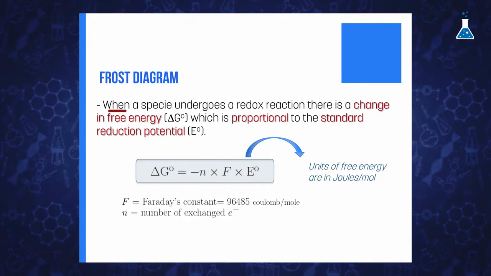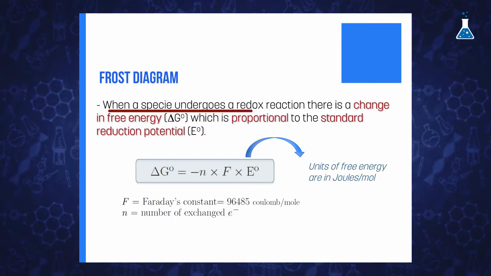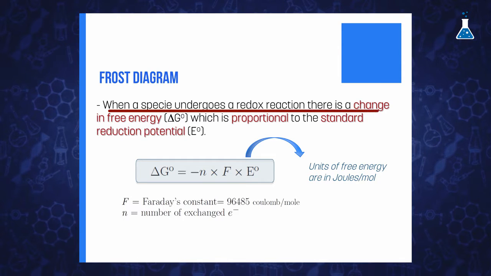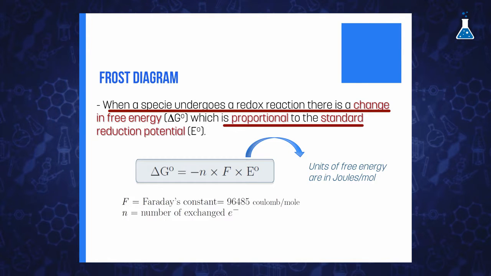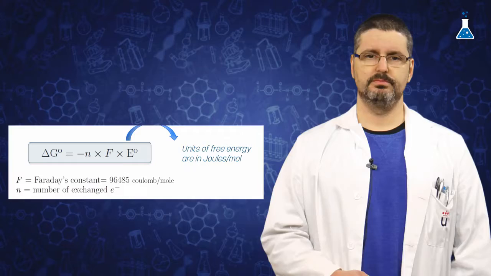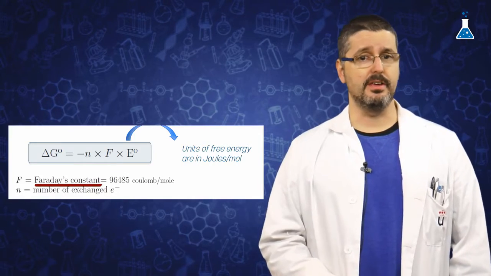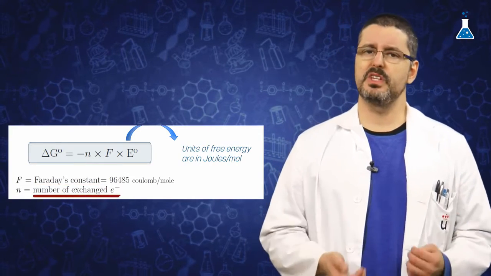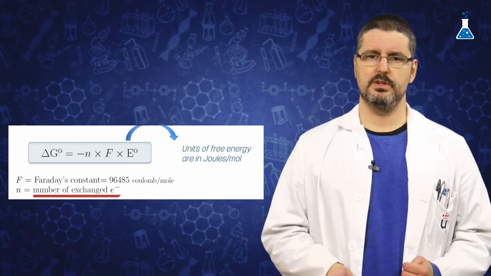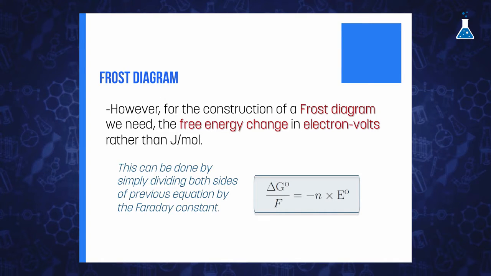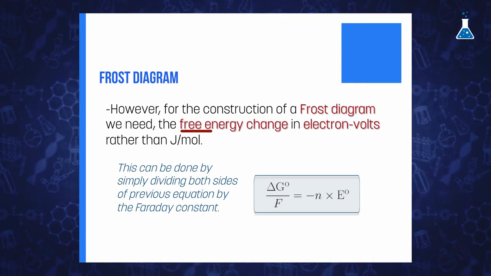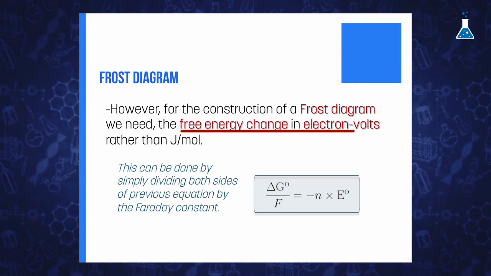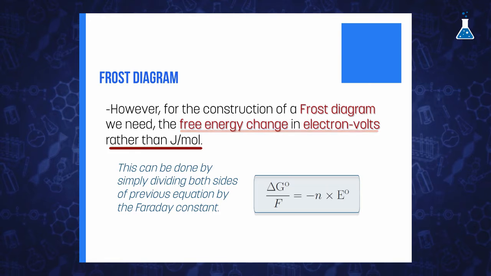We know that when a particular species undergoes a redox reaction, there is a change in free energy that is proportional to the standard reduction potential through the following equation, where F is the Faraday constant and n is the number of exchanged electrons in the redox reaction. Although that gives us the free energy change in joules, in this type of diagram the free energy change is usually expressed in electron volts rather than kilojoules per mole.